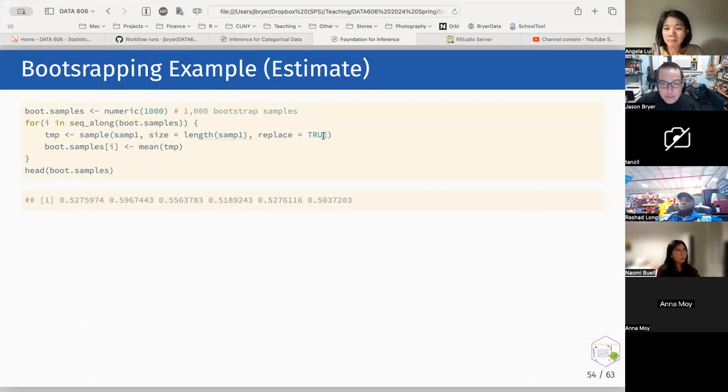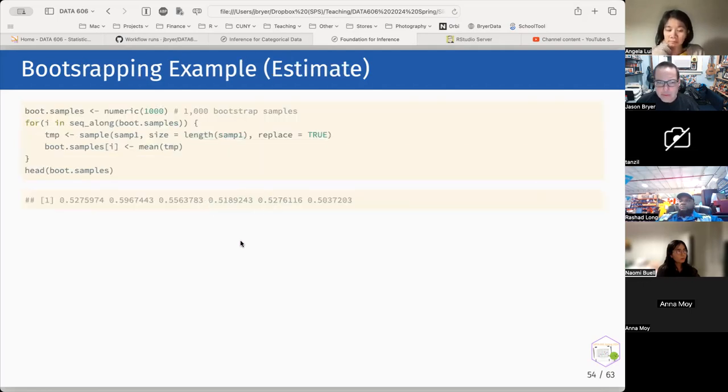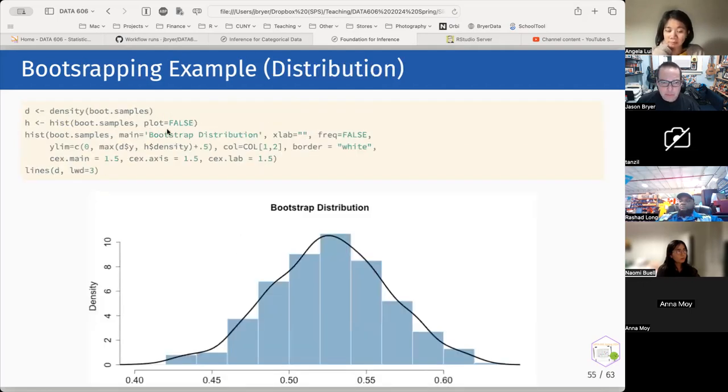But like I said, I'm going to do this 1,000 times. And so each time I'm just saving the mean here. And here I can see the first 6 observations. So I got a 0.52, 0.59, 0.55. So I'm clearly not getting the same. Oh, I didn't put the mean there every time. And then if I just plot it, this is what the distribution looks like. So this is the distribution of means from my bootstrap samples.